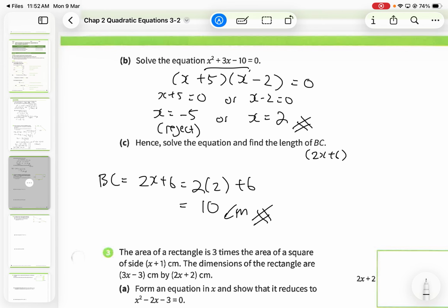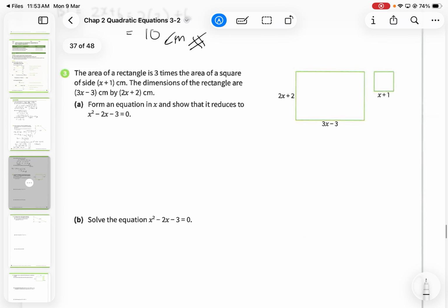Okay? Okay, try. Question 3. Try on your own. Try to translate the English words into equation. Try. Don't understand which one? The whole thing.